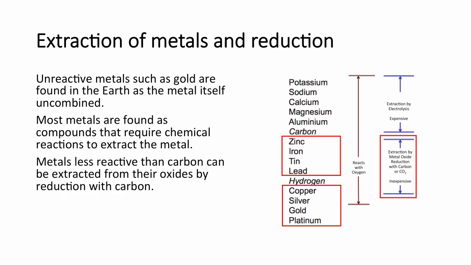Metals less reactive than carbon can be extracted from their oxides by reacting them with carbon, because carbon is more reactive than zinc, iron, tin and lead, and therefore will remove the oxygen from the metal oxide, producing the metal. Reduction involves the loss of oxygen.